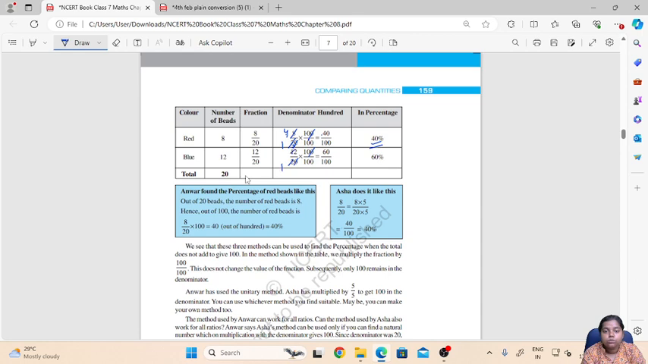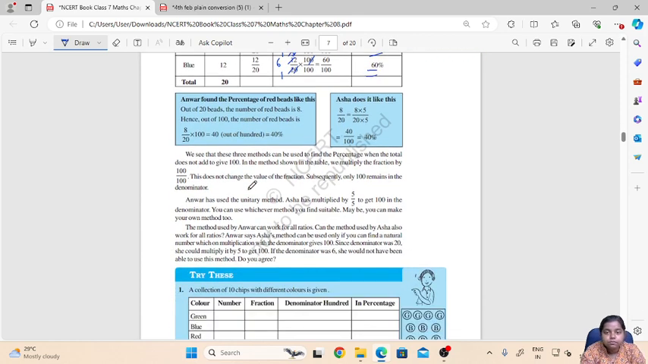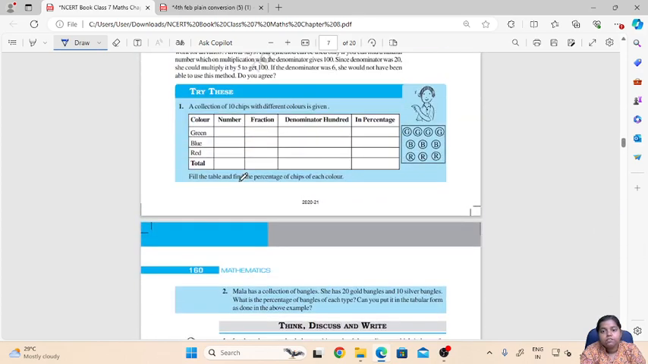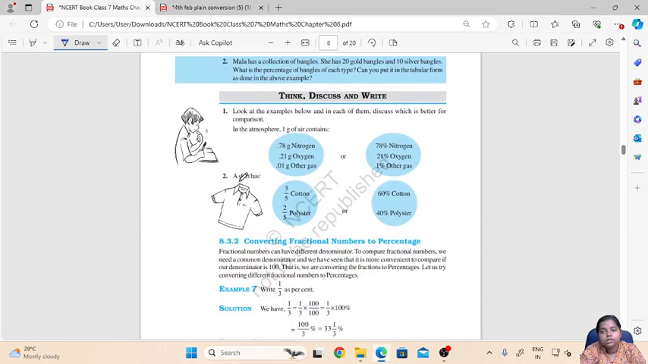2 ones are 2, 2 6s are 12, 6 tens are 60 upon 100, that gives 60%. Okay, so you have understood, right? So when the total is not 100, that time you have to multiply the whole fraction by 100 by 100.